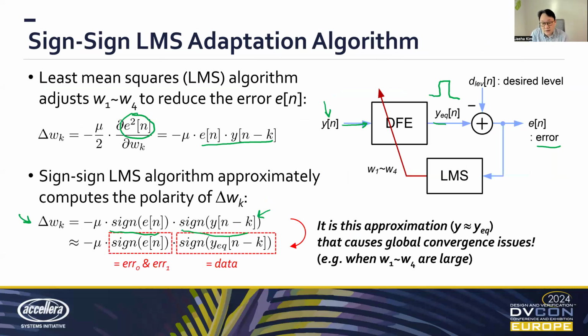And it turns out it is this approximation that can cause various kinds of global convergence issues in this adaptive DFE, especially if there is a large difference between the y of n and y sub EQ of n. For example, when you have a large ISI in the channel, so that the filter coefficients W1 through W4 have to be large in order to compensate for it, then it is more likely to have the global convergence issue.